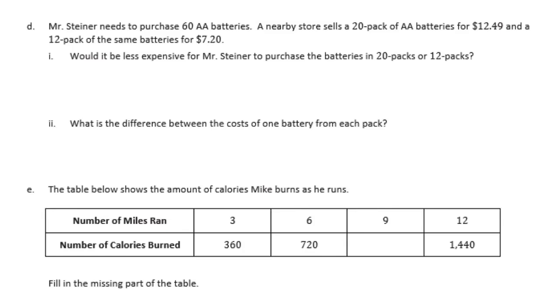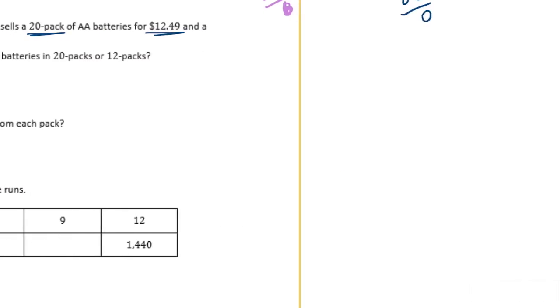Well, let's do 20 packs for $12.49 first. So let's figure out how much each battery would cost. Bring my decimal point up. 20 can't go into 1 or 12, but it could go into 124 6 times. And 20 can go into 49 twice.